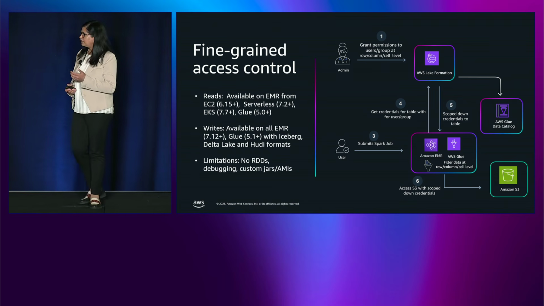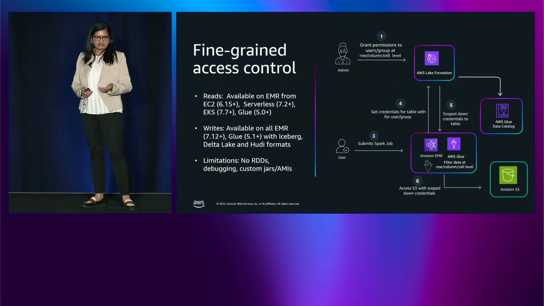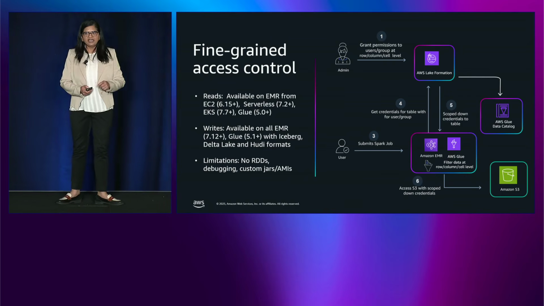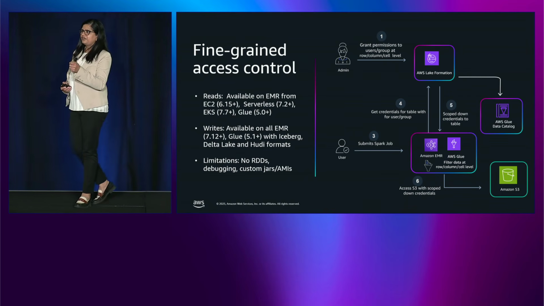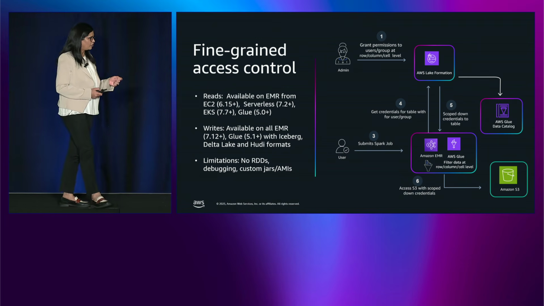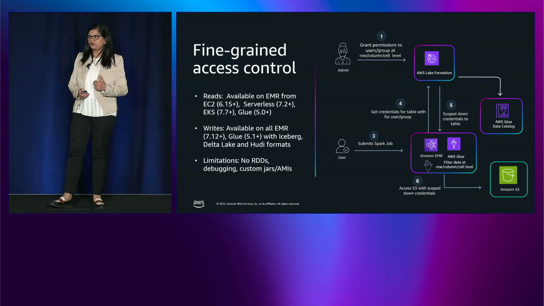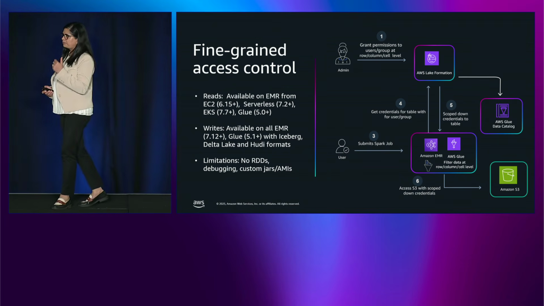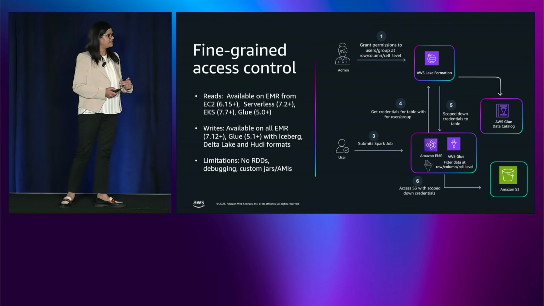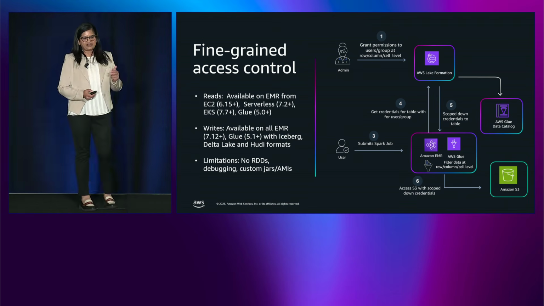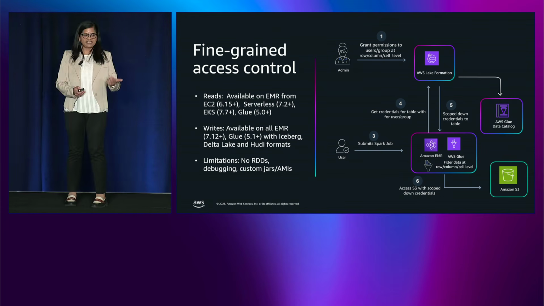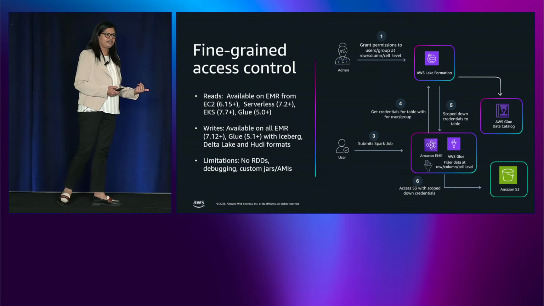EMR takes the job role with the user's identity in it, reaches out to Lake Formation for credentials. Lake Formation evaluates the policies for that user, returns the scoped down credentials on the table for that user or their group association, filters the data, and then it reaches out to S3, reads the data, filters the data, and then returns the results back to the end user.